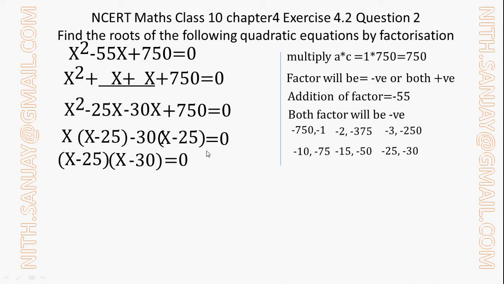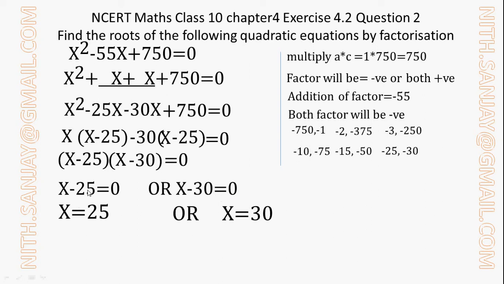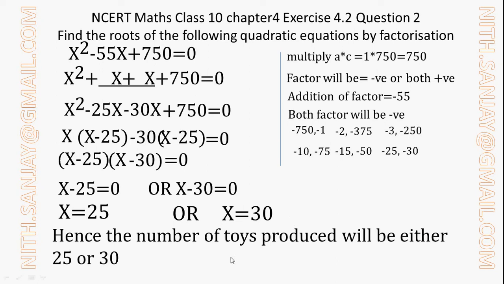Now to find the solution of this equation, I have to equate both the terms to 0. So either x minus 25 is equal to 0 or x minus 30 is equal to 0. So either x is equal to 25 or x is equal to 30, because I have moved this 25 to this side and this 30 to this side. So x is equal to 25 or x is equal to 30 is the solution of this equation. It means that the number of toys produced in a particular day will be either 25 or 30, because both are valid solutions. So this is the solution of my quadratic equation.